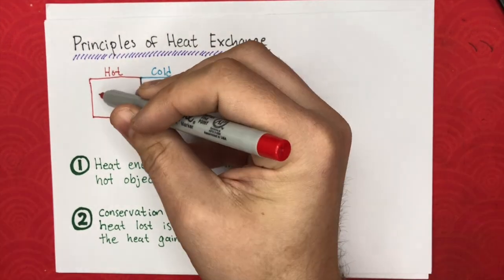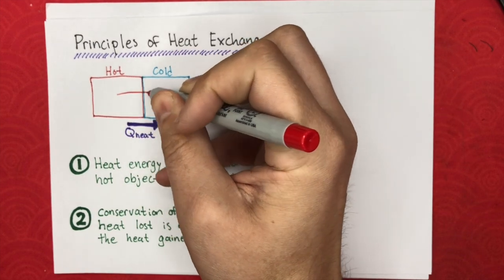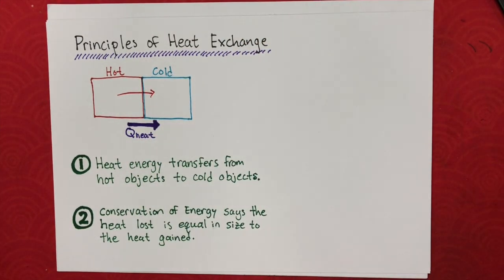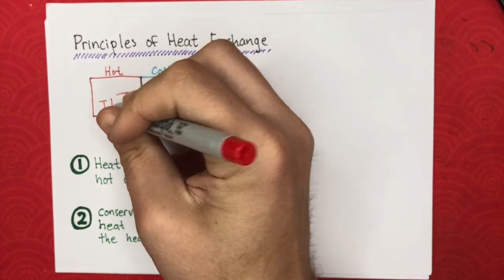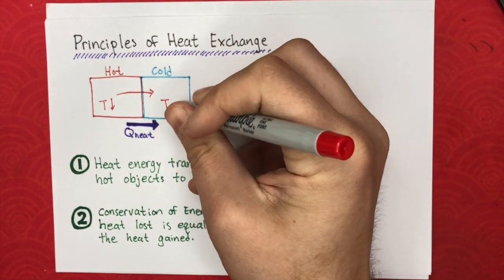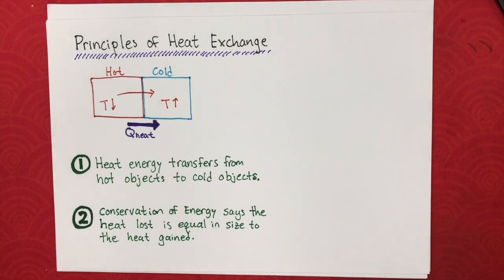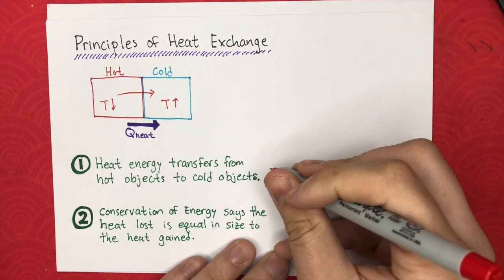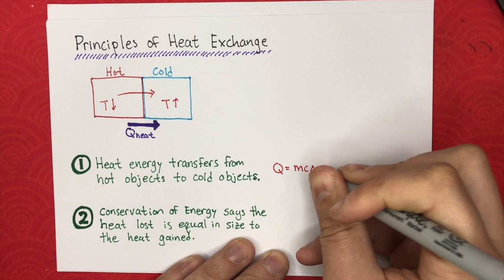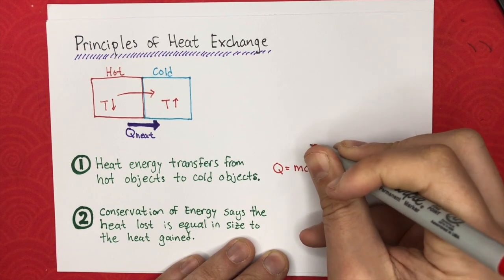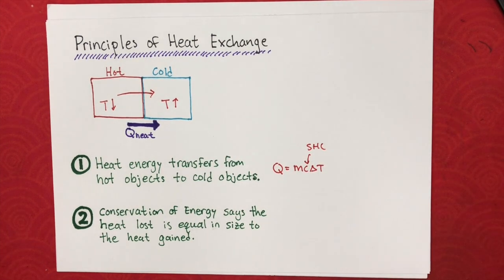So this hot thing over here is going to have some energy and it's going to transfer over to that cold object. What that's going to look like is a decrease in temperature for the hot object and an increase in temperature for the cold object. Now, the exact amount of heat that is transferred is given by this equation here. Q equals mc delta T, where C is the specific heat capacity of whatever object is losing or gaining the heat. Okay.